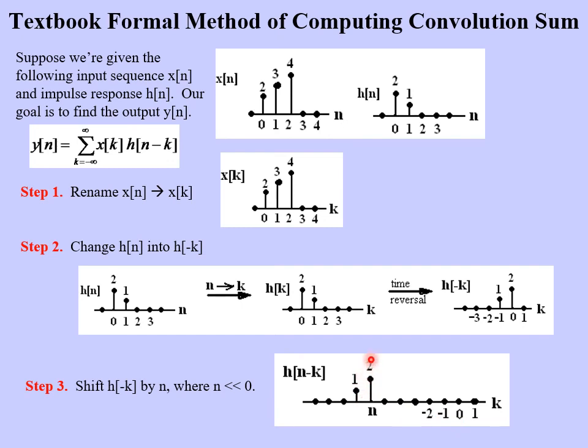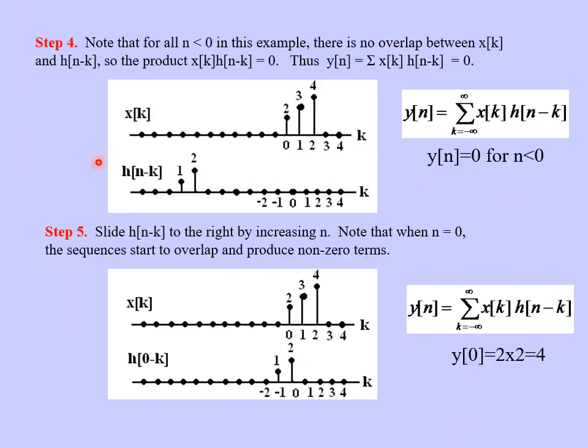All right, so let's keep going. Now, if we look at the output formula here, we need to multiply x of k, which is shown here, times h of n minus k, which is shown over here. Remember, it's been shifted. We need to multiply them together. Well, you can see there's no overlap between the two sequences. So there's going to be no product here. The product is always going to be 0. This just tells us that the output is 0 for n less than 0.